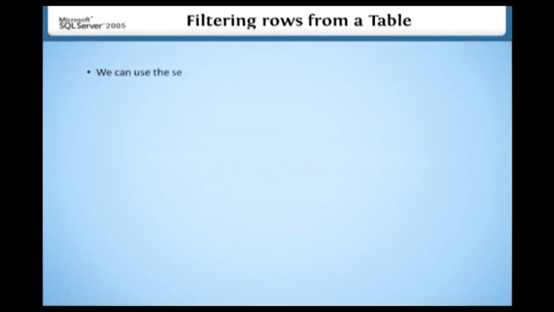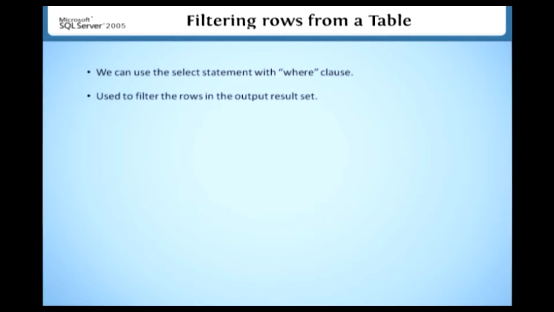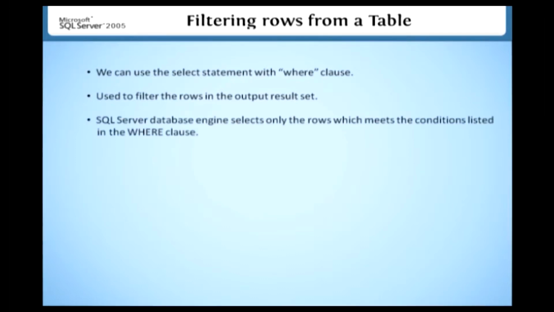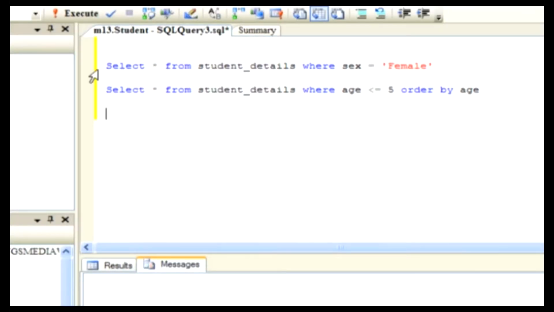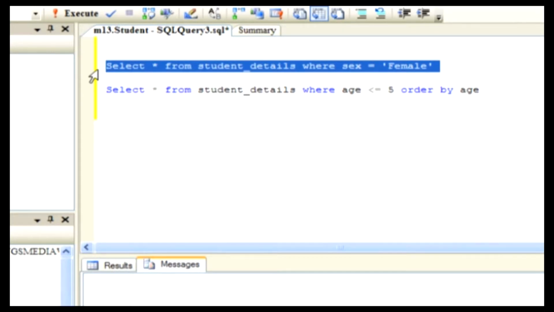Filtering rows from a table. We can use the select statement with the where clause. The where clause is used to filter the rows in the output result set. When the where clause is used, the SQL Server database engine selects only the rows which meet the conditions listed in the where clause. Here is the general syntax of a select statement with a where clause. Select column names from table where condition. Here we can specify the conditions to filter rows from the table.